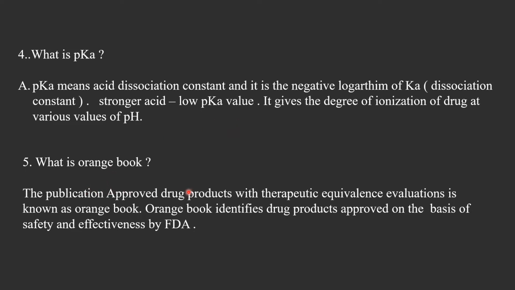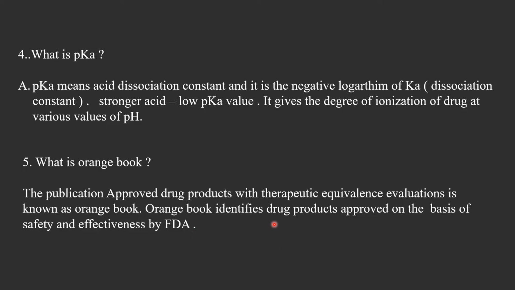So next question is, what is Orange Book? Friends, Orange Book is a publication which contains approved drug products with therapeutic equivalence evaluations, which is known as Orange Book. So approved drug products by the FDA with their therapeutic equivalence evaluation is known as Orange Book. So therapeutic equivalence means, for example, there is a brand product. So another generic product which is therapeutically equivalent to it is also mentioned in that book, which helps in substitution of a branded drug with a generic drug.